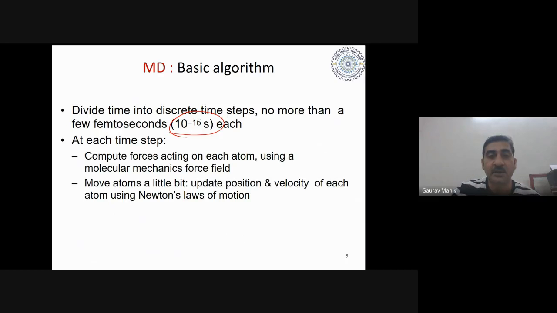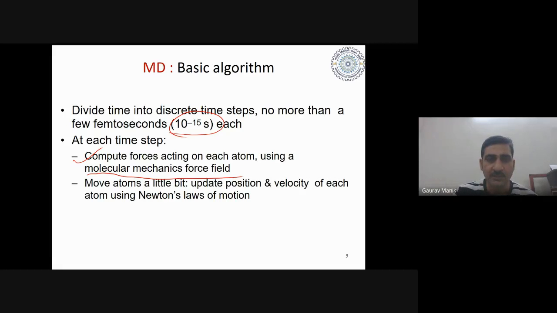For each of the time steps, you have to compute the forces acting on each atom, and this is governed by a molecular mechanics force field. The molecular mechanics force field concept means the nature of interaction of any atom with the surrounding atoms. You have to define the equations that govern those forces, and that's what is called a force field.